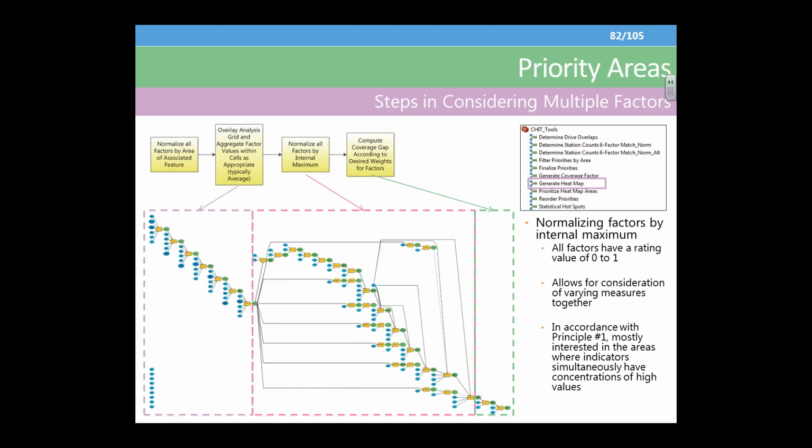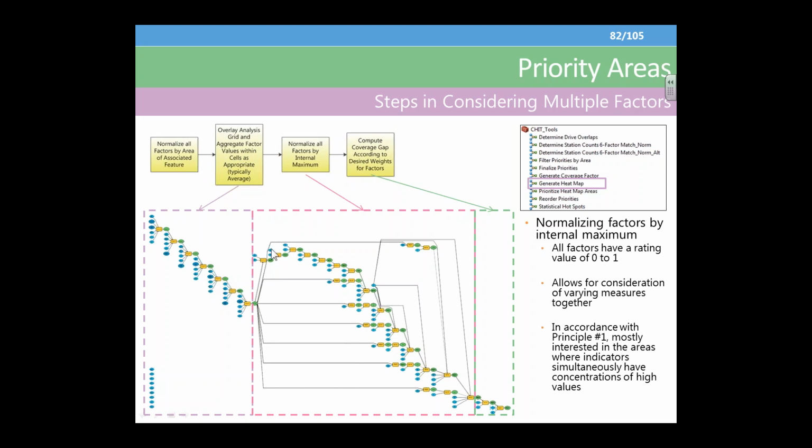And in terms of how you achieve this in ArcGIS and in CHIT in particular, this would be the Generate Heat Map tool that we created. It's long, but it's actually just a lot of very simple calculations. Before you go into this tool, all of the data needs to be normalized by the area of the associated features. You overlay your analysis grid with each one of the factors, and you aggregate as appropriate. So you might need to average or you might need to sum depending on which factor you're looking at.